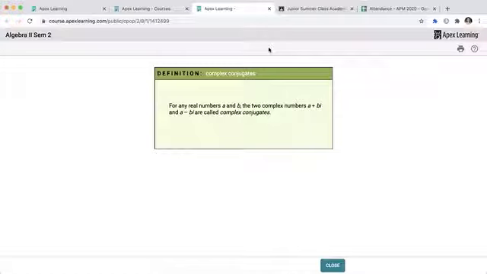Again, complex conjugates, just to sum this up for us. Complex conjugates are where I have a and b, and those are both real numbers. I'm left with a real part and an imaginary part, and the complex conjugate of it has the same values but the opposite operation in the middle. So if I have a plus bi, its complex conjugate is going to be a minus bi.